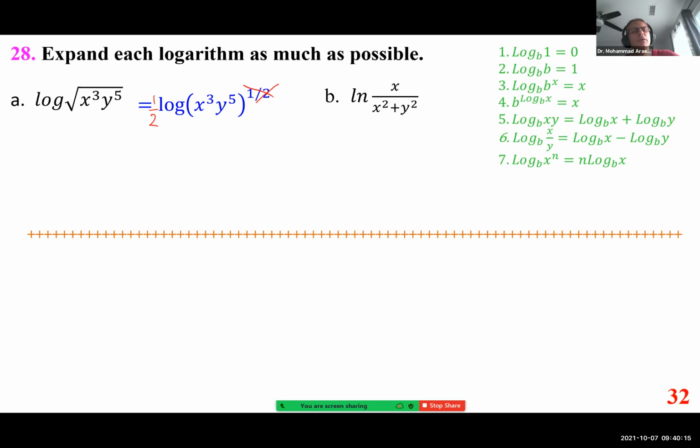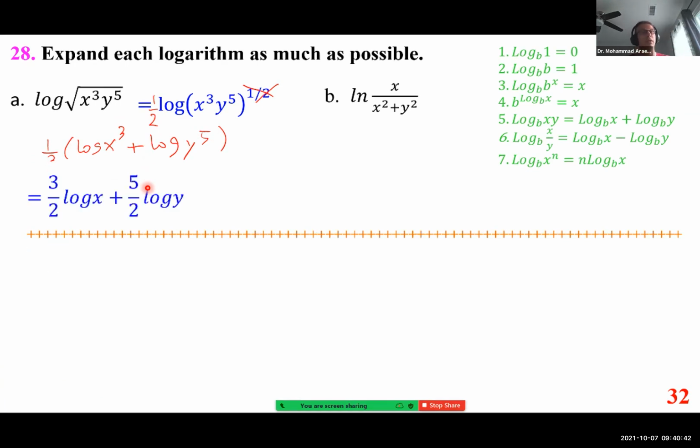And now we're going to separate into log of x cubed plus log of y to the power of 5. Now 3 sits in front here, 5 sits in front here, and 3 times 1/2 becomes 3/2, and this becomes 5/2. So I hope everybody can see what's happening here.